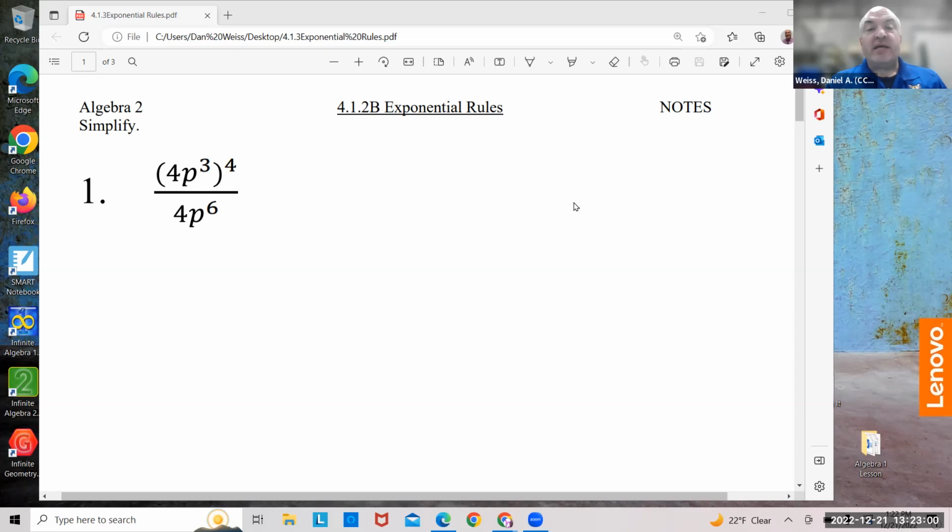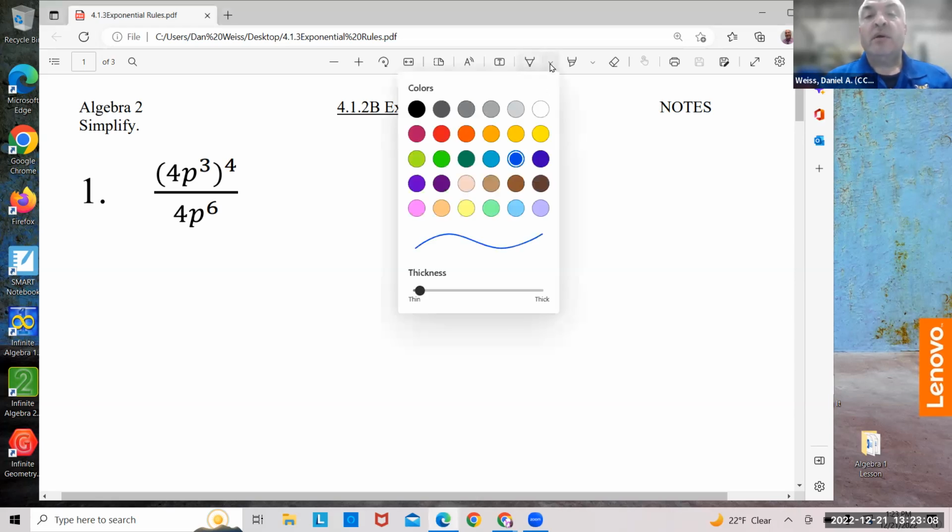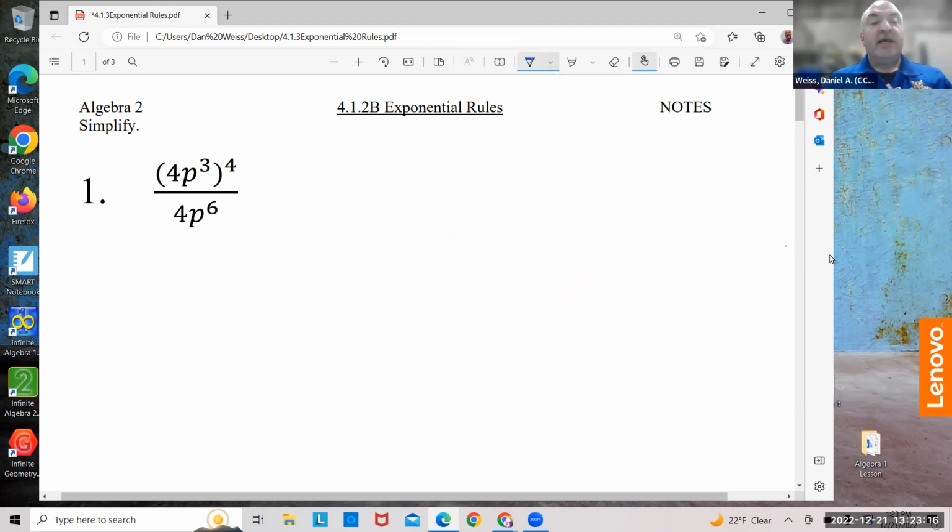Today we're going to talk about exponential rules with exponents. Taking a look at this first problem here, 4p to the third in parentheses to the fourth power, all over 4p to the sixth. Here's what we're going to do. I'm going to do this 4 here, that is going to go to the fourth power.